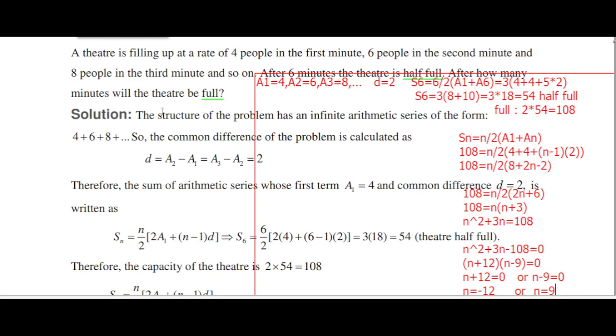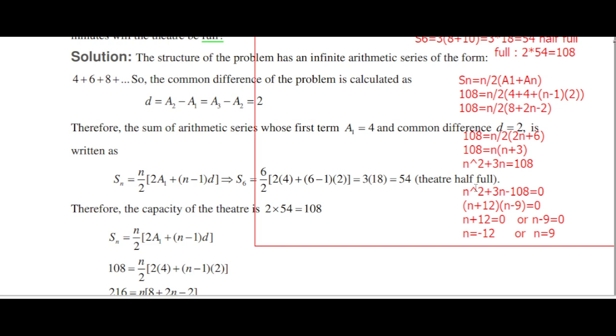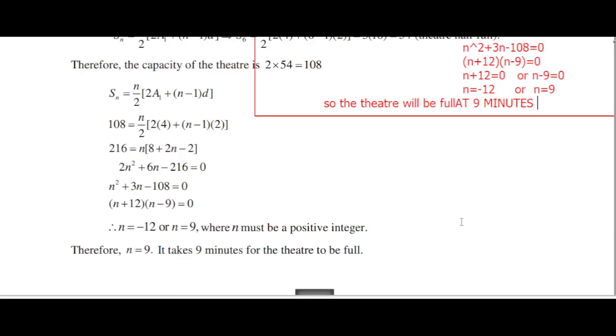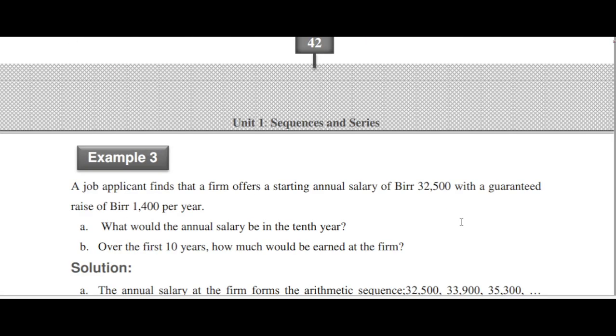After how many minutes will the theater be full? At 9 minutes, the theater will be full. So, will be full at 9 minutes. This is the answer. Now let's go to example number 3.